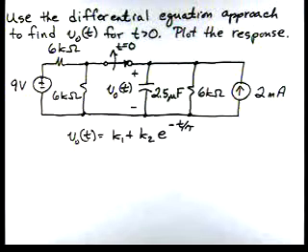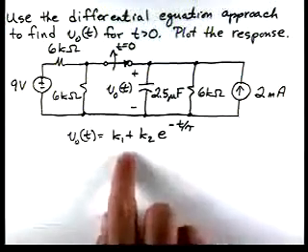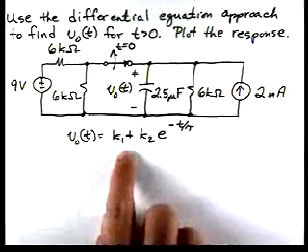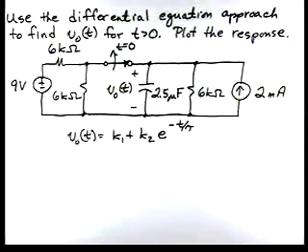In this problem, we're going to use a differential equation approach to find v0 of t for t greater than 0, and we're going to plot the response. This is a first order circuit. We only have one energy storage element, the capacitor. We have DC sources, so we know that our solution is going to be of the form v0 of t is k1 plus k2 e to the minus t over tau.